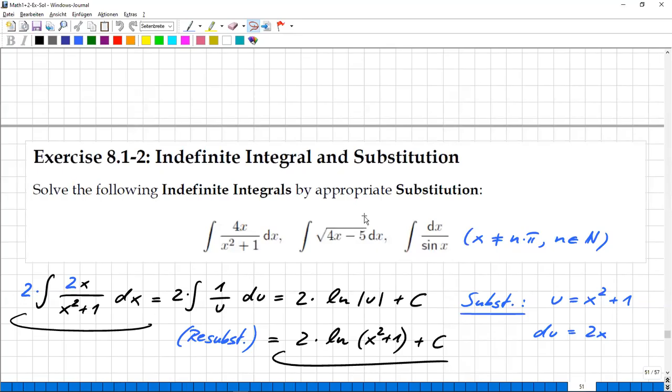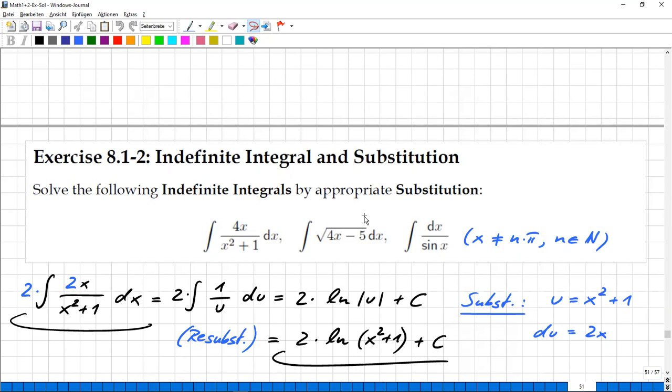So what we see here is our next exercise about integral calculus. It's number 2, and it consists of these 3 different indefinite integrals, as you can see them here. And the aim of this exercise will be to learn a little bit about the very broad technique called substitution.